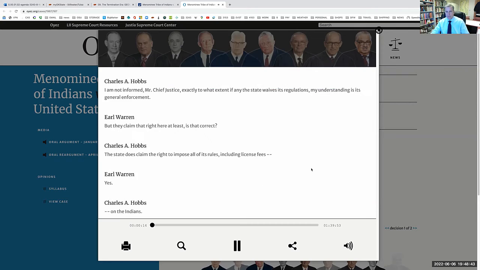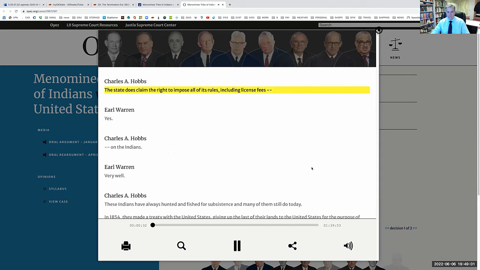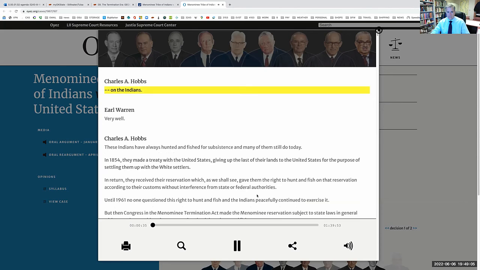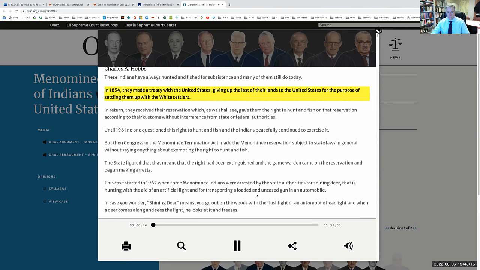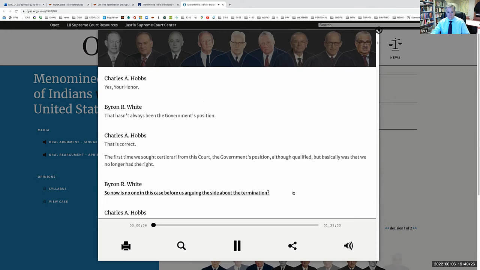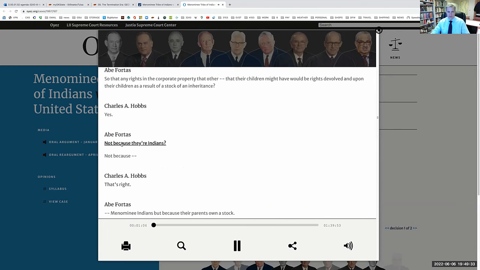It's interesting. I am not informed, Mr. Chief Justice, exactly to what extent, if any, the state waives its regulations. My understanding is it's general enforcement. But they claim that right here, at least. Is that correct? The state does claim the right to impose all of its rules, including license fees, on the Indians. These Indians have always hunted and fished for subsistence, and many of them still do today. In 1854, they made a treaty with the United States, giving up the last of their lands to the United States for the purpose of settling them up with the white settlers. In return, they received a reservation which, as we shall see, gave them the right to hunt and fish on that reservation according to their custom.